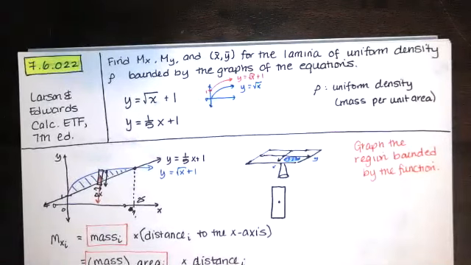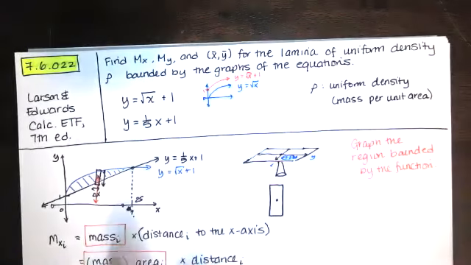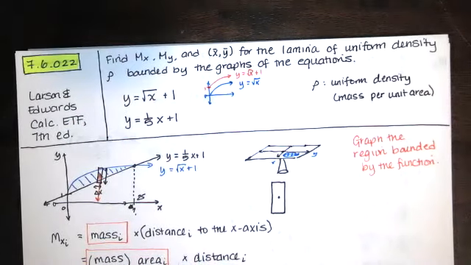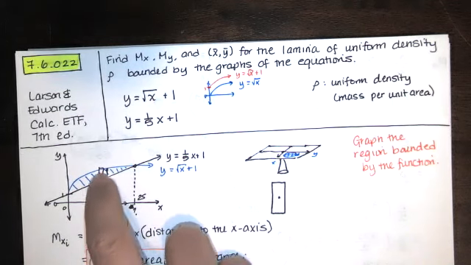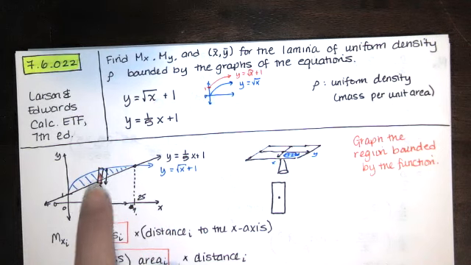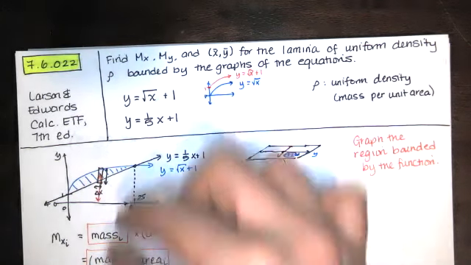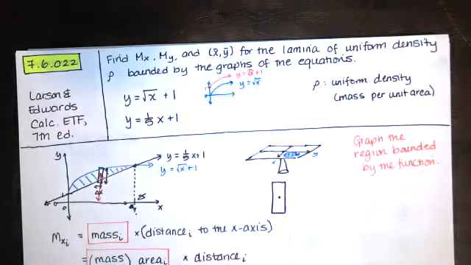Okay, so we have that. Now let's find the moment about the y-axis. The idea is the same. This time though, instead of looking at the moment of this piece about the x-axis, we're going to look at the moment of this piece about the y-axis. The moment is going to be equal to the mass times the distance, but this time the distance is to the y-axis as opposed to being the distance to the x-axis.